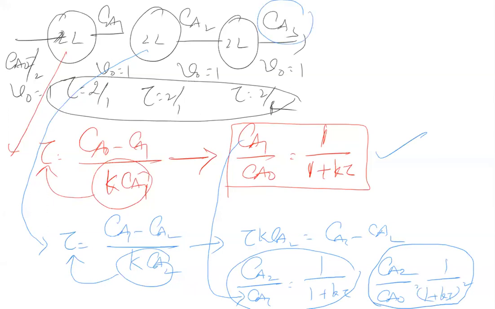Similarly, for the third reactor, Ca3 divided by Ca naught is equal to 1 by (1 plus K tau) whole cube. You can write this for n reactors also. Later on, I will prove this shortcut, but remember, maybe we'll discuss it in the next part. So I have written it for the third reactor: Ca3 by Ca naught is equal to 1 by (1 plus K tau) whole power cube.